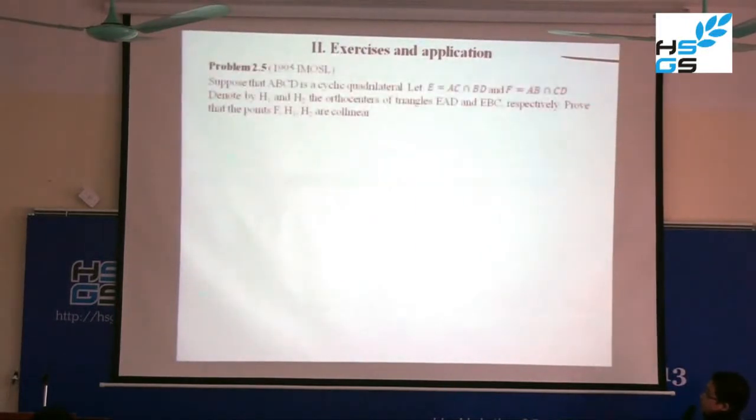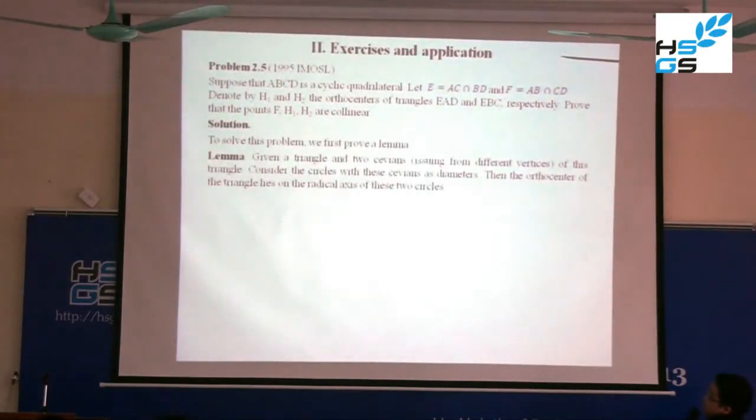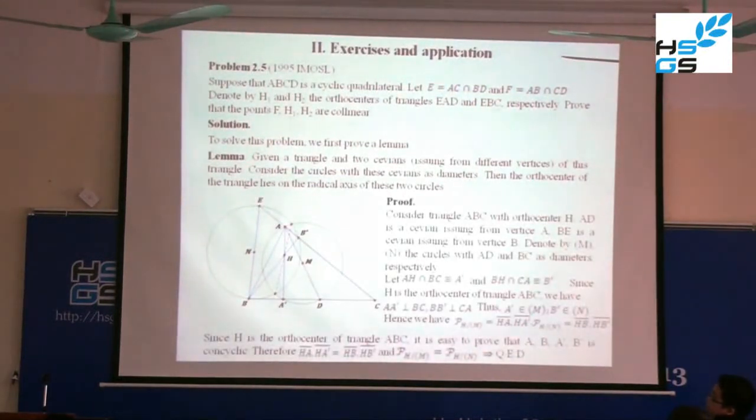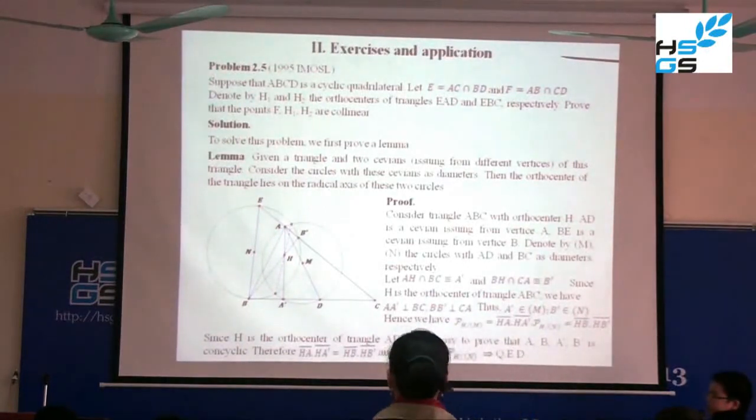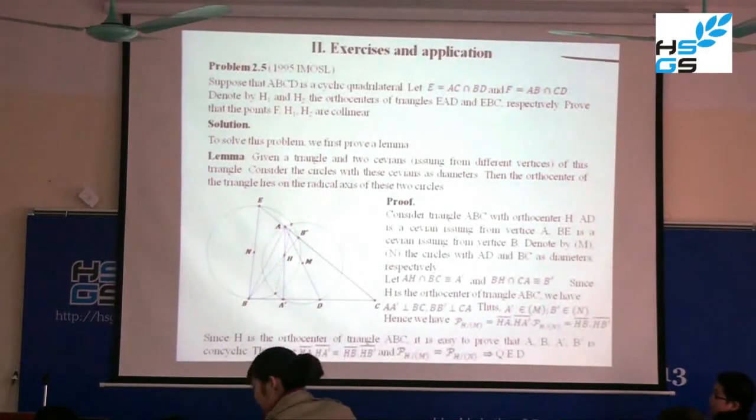Now we consider the problem which uses the power of a point with respect to the circle to prove collinearity. Problem 2.5 from 1995. Suppose that ABCD is a cyclic quadrilateral and let E be the intersection of AC and BD, F be the intersection of AE and CD. Denote by H1 and H2 the circumcenter of triangles EAD and EBC respectively. We need to prove that F, H1 and H2 are collinear.